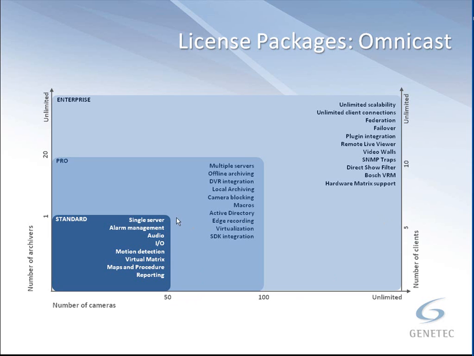And as you can see from the diagram, the Pro package gives us a maximum of 100 cameras, 20 archivers, and we have 10 client connections. It also adds on things like macros, edge recording, and SDK integration. Finally, the Enterprise package is for systems where we want to have unlimited growth. The number of archivers, cameras, and clients we can have on an enterprise-level system are all unlimited.